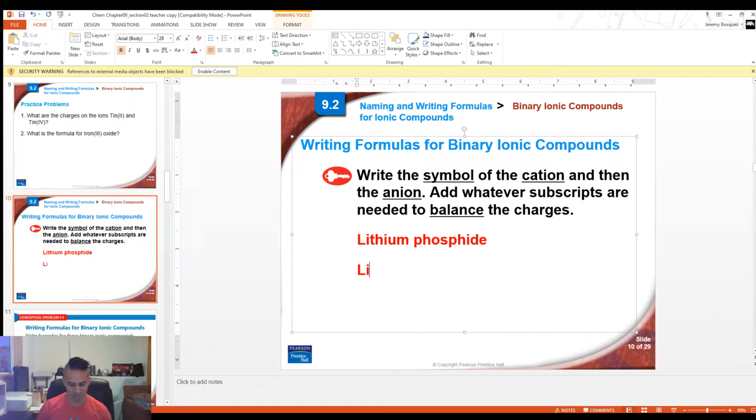Lithium phosphide. So we're going to write the symbol of the cation first. The lithium symbol is Li, and it makes a charge of +1 because it's in column 1 on the periodic table. Phosphide is phosphorus, so that symbol is P, and it makes a charge of 3- because it's in column 5. All of those make a -3 charge because they need to gain 3 electrons.